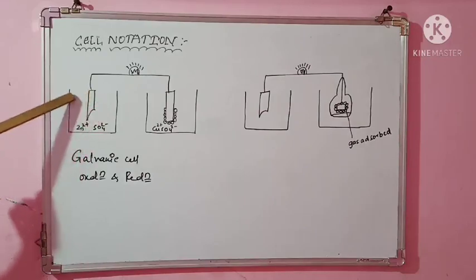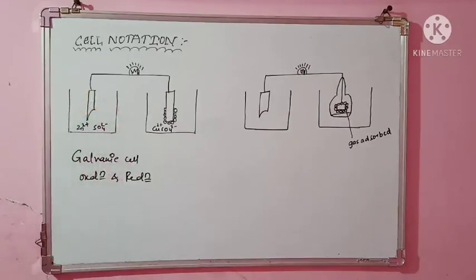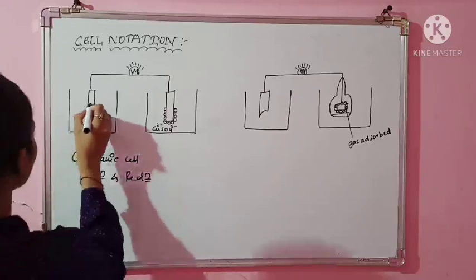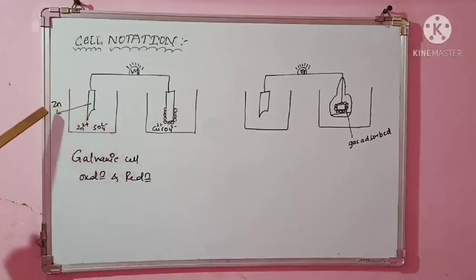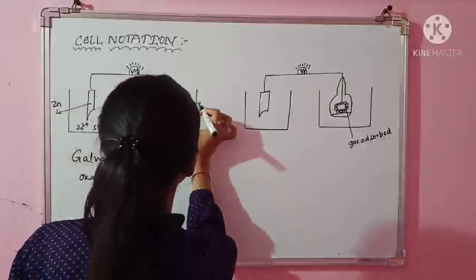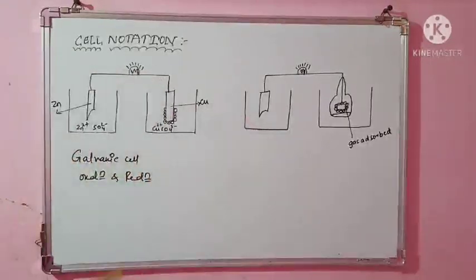One metal rod will be there. It will be dipped in the solution of its own ion. Think that this is a zinc metal rod, and it is in the solution of zinc sulfate. Similarly here I am taking the copper rod, dipped in the solution of copper sulfate. Clear? So you understood this much.